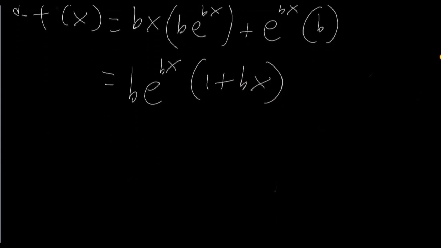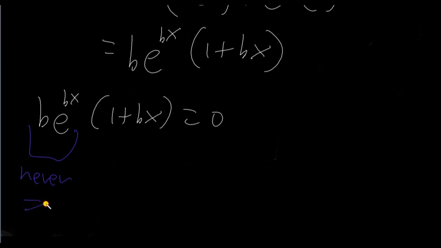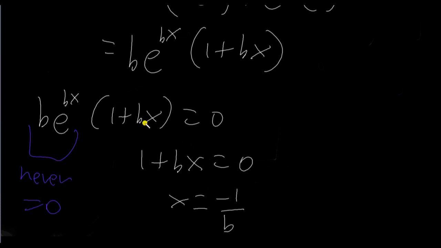And I want to set this equal to 0 on a new line. Just like before, this will never equal 0 because it'll always be positive, or negative if b is negative. And 1 plus bx, that's the only thing that can be 0. So 1 plus bx equals 0. X is going to be negative 1 over b. And you would get 1 point for setting this equation up, 1 point for getting your answer of negative 1 over b.